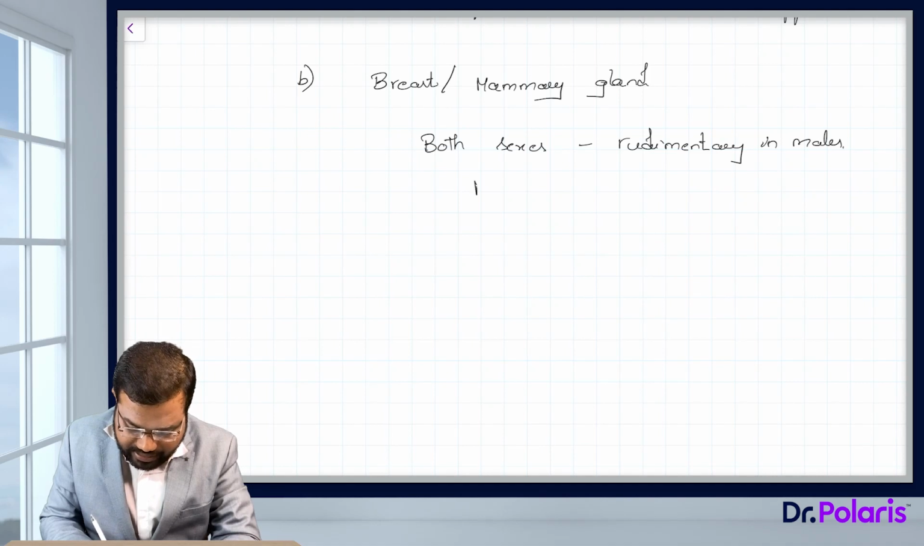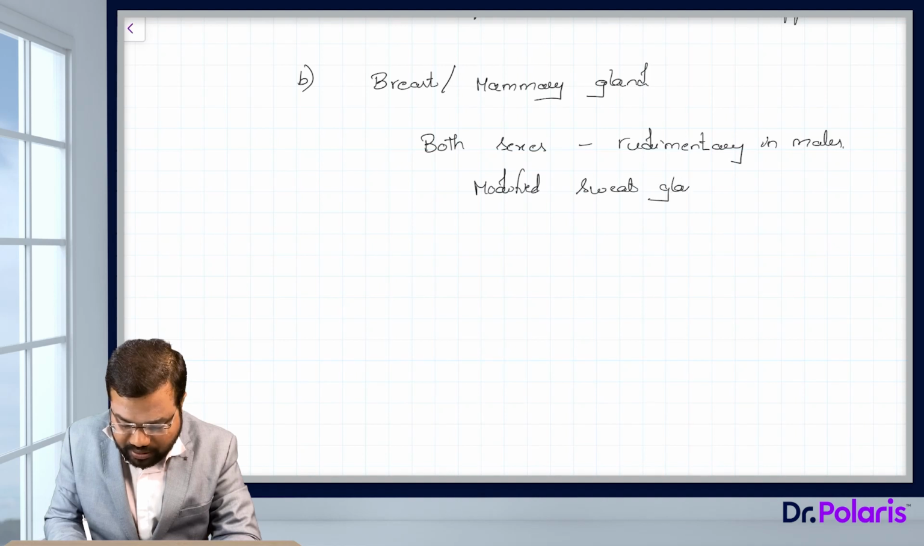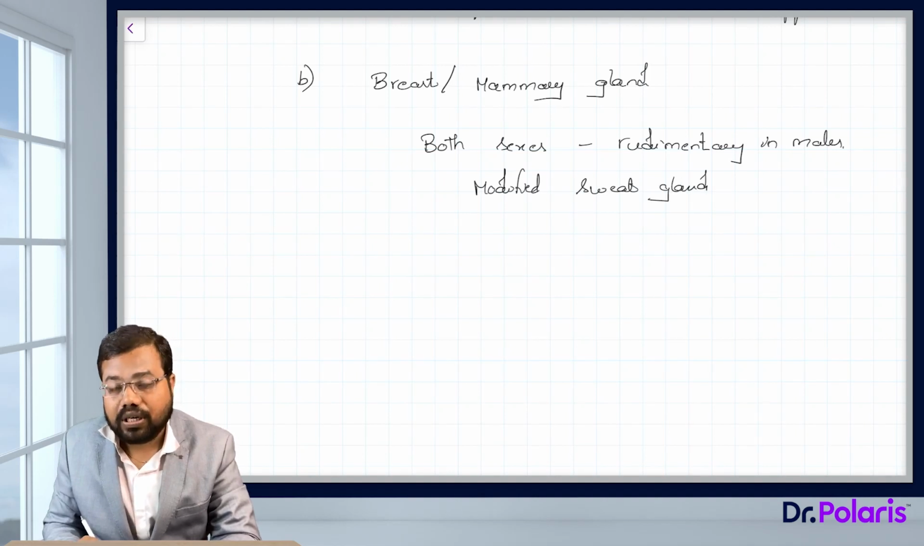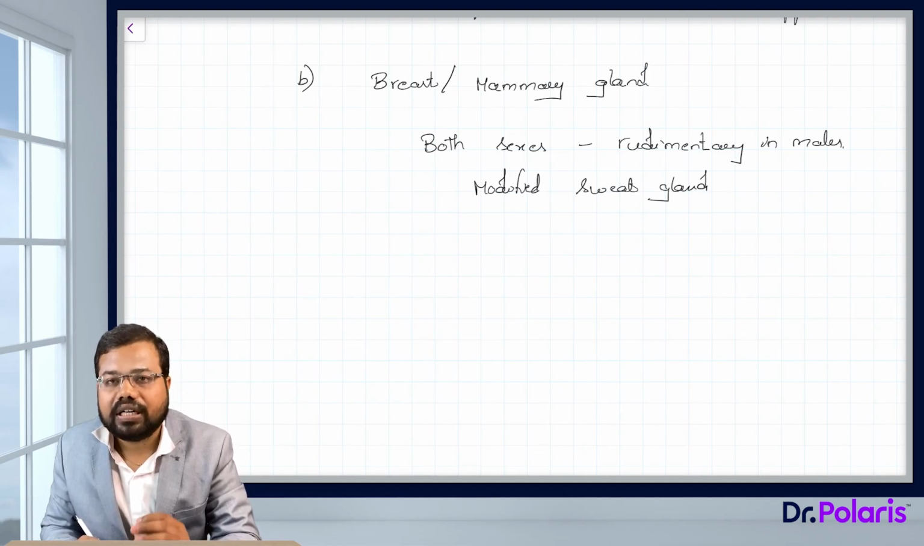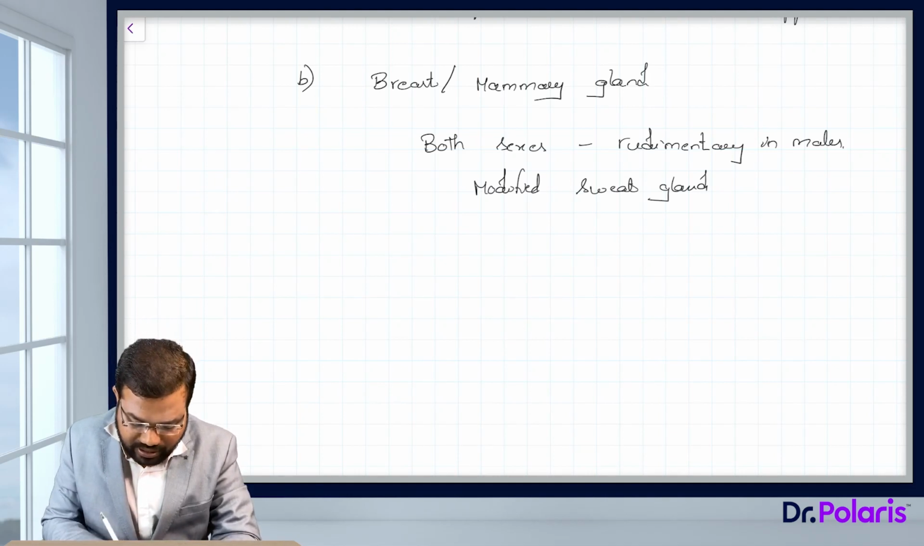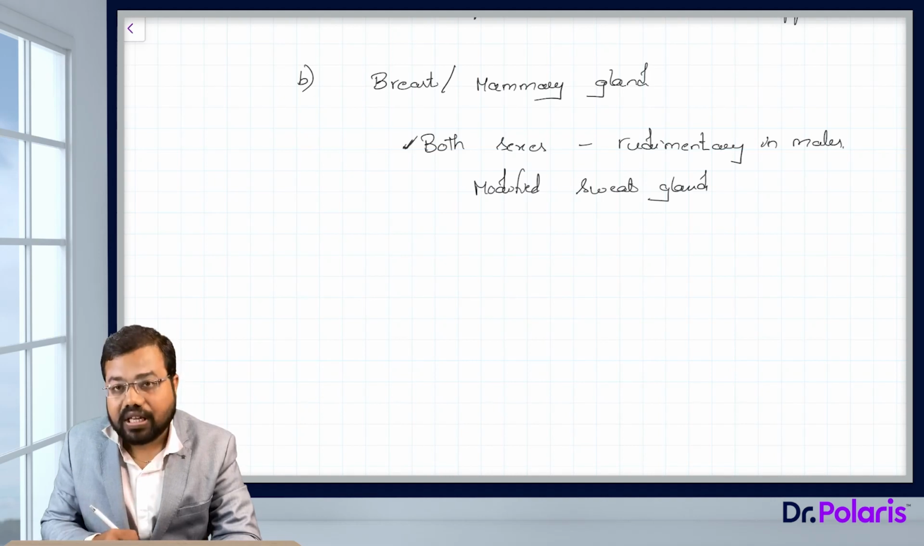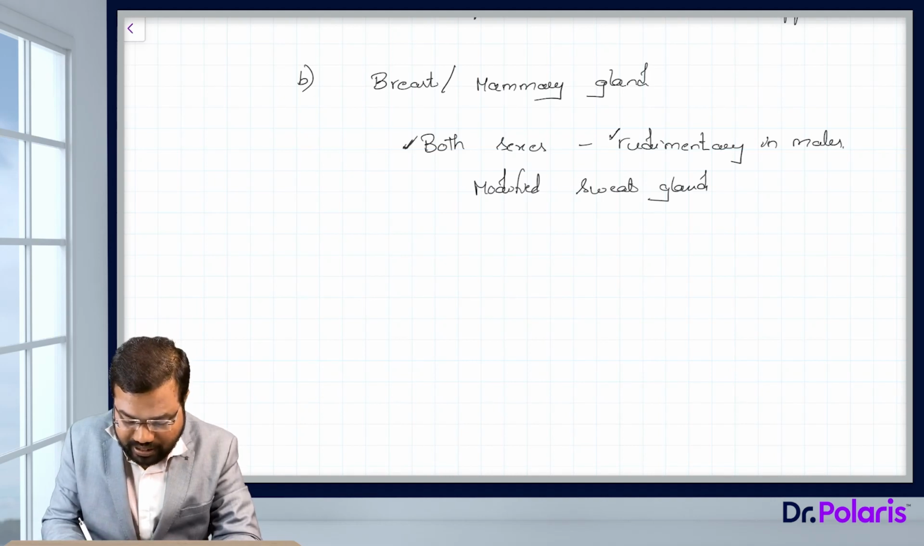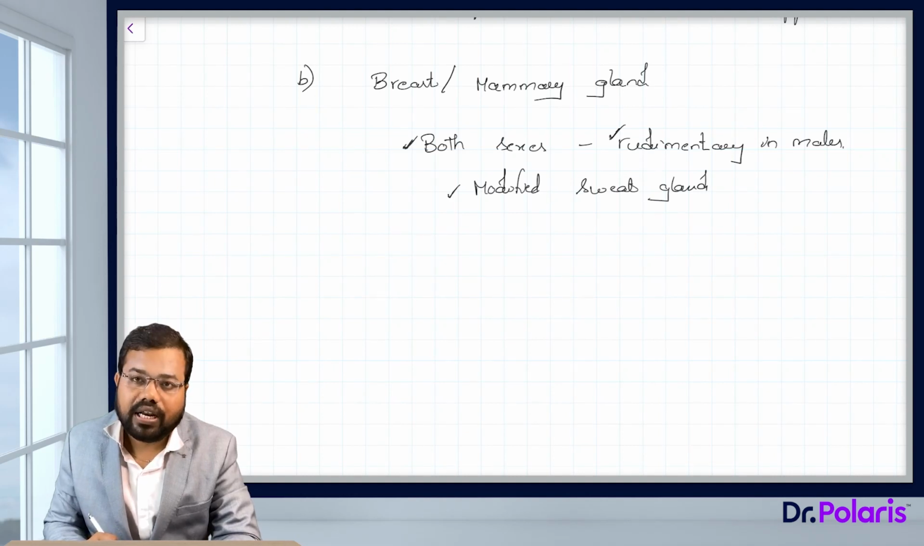And it is a modified sweat gland. The options may give modified sebaceous glands, modified sweat glands, like that. So don't get confused. Usually people confuse sweat glands with sebaceous glands. So it is a modified sweat gland. Okay, these are the basic points to be remembered for the mammary gland. One, it is present in both sexes. Second, it is rudimentary in males. Third, it is a modified sweat gland.